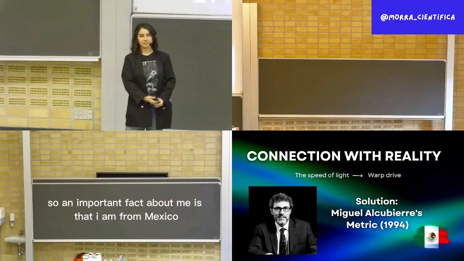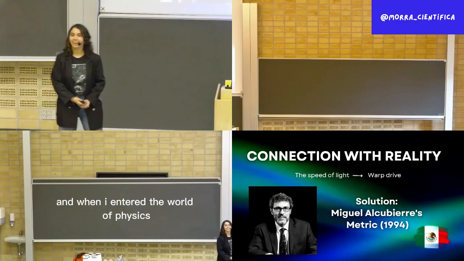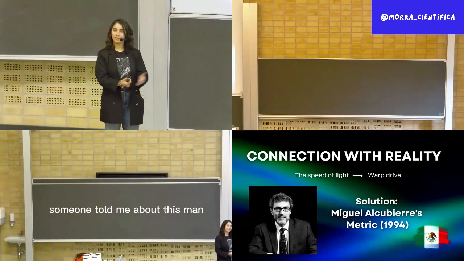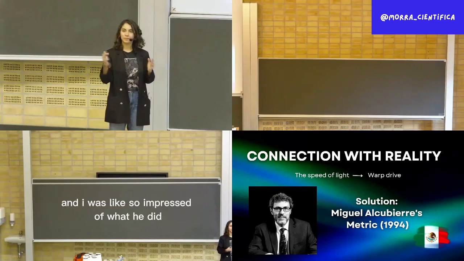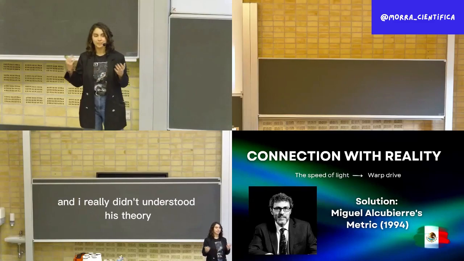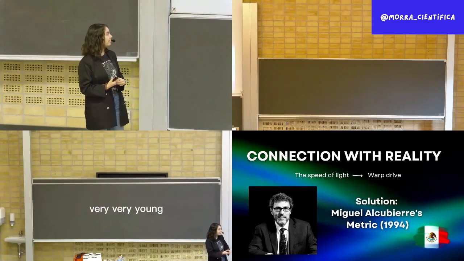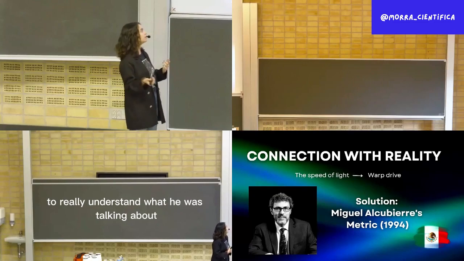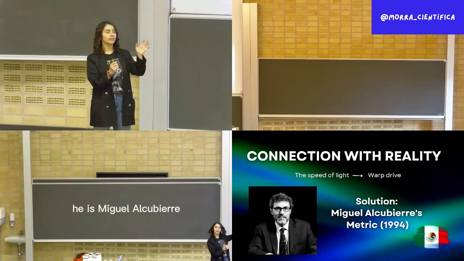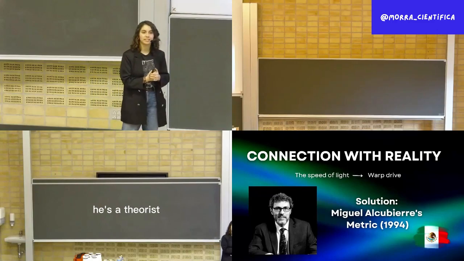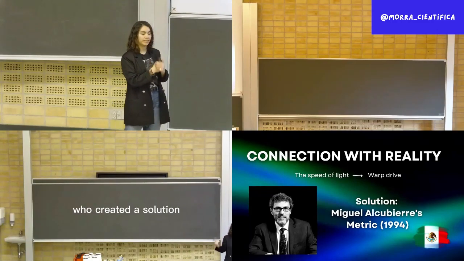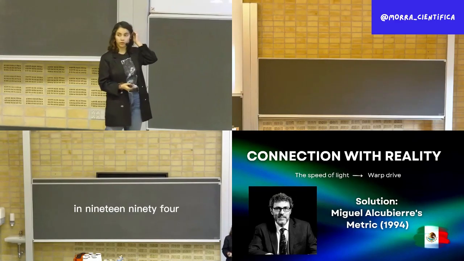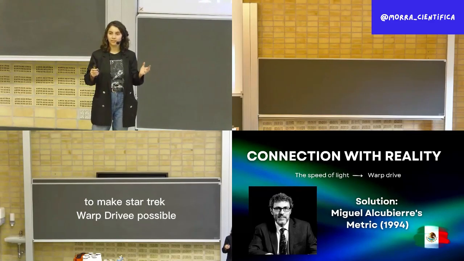Well, an important fact about me is that I am from Mexico, and when I entered the world of physics, someone told me about this man, and I was so impressed by what he did, and I really didn't understand his theory because I was very, very young, and I didn't know anything strong about physics to really understand what he was talking about. But basically, he is Miguel Alcubierre. He's a Mexican theoretical physicist who created a solution called the Alcubierre metric in 1994 to make the Star Trek warp drive possible.